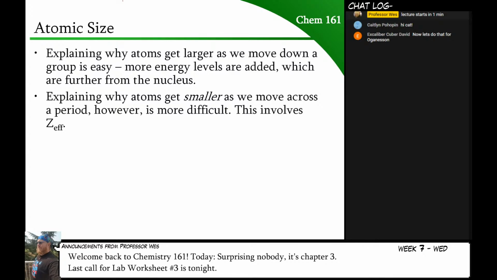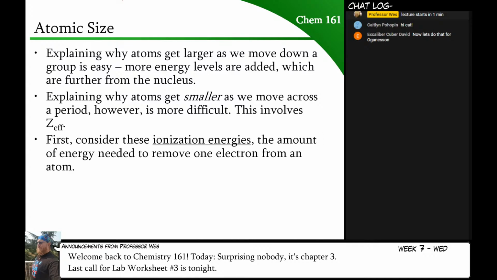All right. Now, this discussion on this slide is going to talk a little bit about Z effective and atoms getting smaller, and also a new topic. We're going to talk about ionization energy. This is actually going to come up in the next section, so we're going to see it later today.